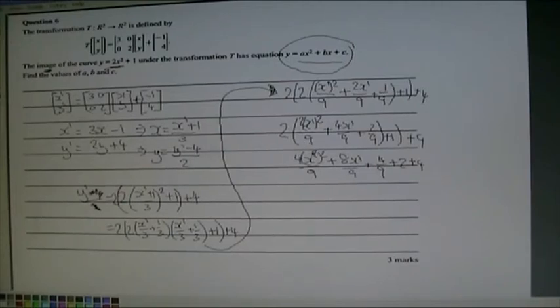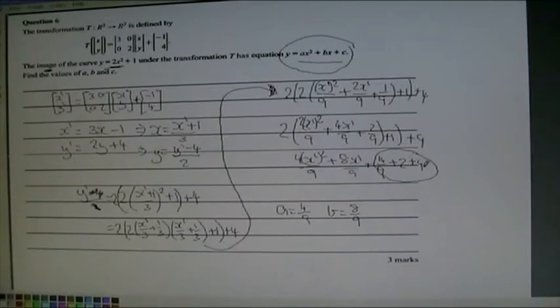Okay, so we've got that a is the coefficient of x squared, so a is 4 over 9. We've actually got the b value as well, because that's the coefficient of x, 8 over 9. So b is 8 over 9. And the only thing we're missing here is c. C is all this stuff here. So we just need to basically find that out.